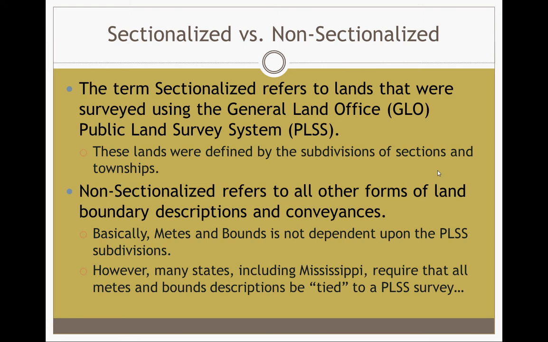So basically, meets and bounds is not dependent upon the PLSS, but many states, including Mississippi, require that all meets and bounds descriptions be tied to a PLSS survey. If you'll remember, we talked in the last lecture about using a meets and bounds description and a PLSS description together. We talked about ownership. We talked about those being tied together. And a lot of the descriptions that you'll see today, if you have a meets and bounds description, it has to be tied back to an original survey, which is one of these PLSS surveys.